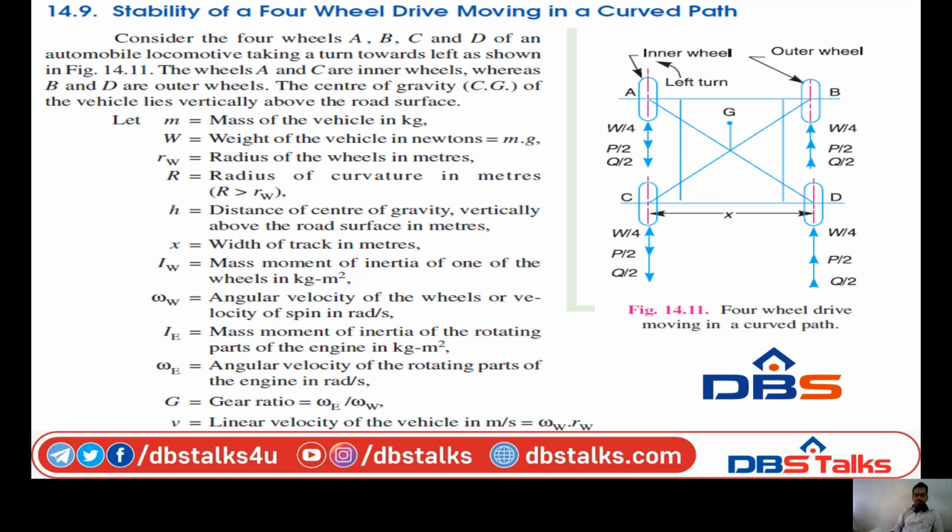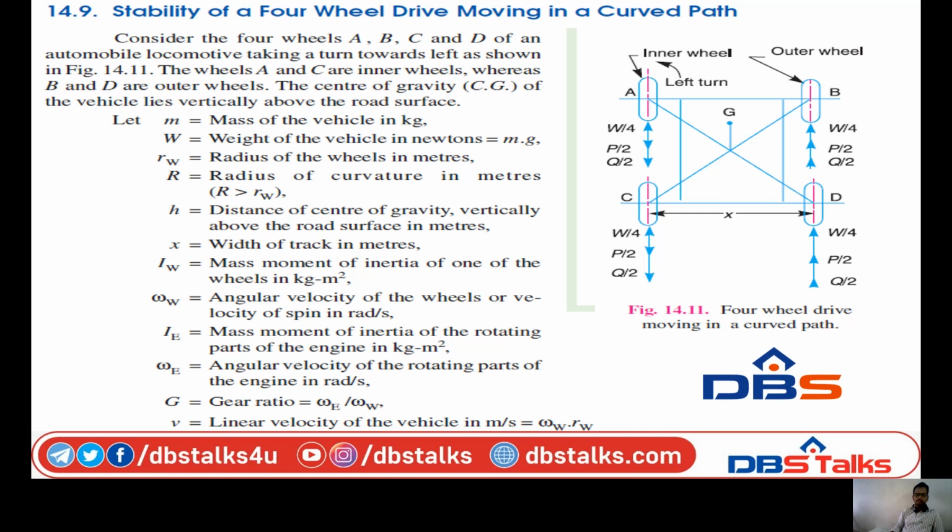Next, h is the distance of the center of gravity vertically above the road surface in meters, and x is the width of the track. That means the distance between the front two wheels, or otherwise the distance between the back two wheels. That is called the track. Iw is the mass moment of inertia of one of the wheels, and omega is the angular velocity of the wheels, or velocity of spin, in radians per second.